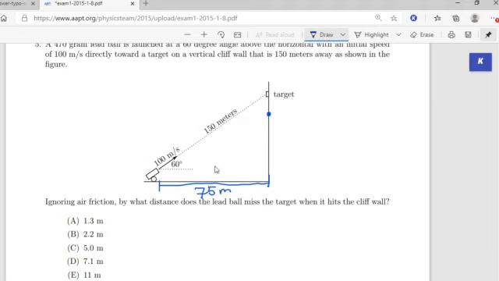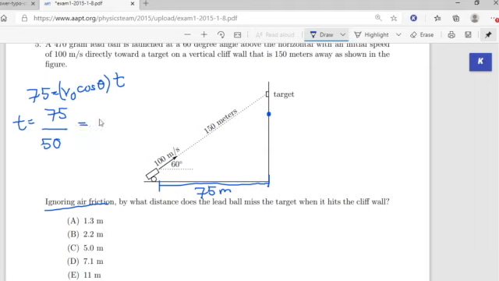And we know that there is no acceleration in the horizontal direction since it told us to ignore air friction. So we can say that 75 is equal to V naught cosine theta, in other words the horizontal component of the initial velocity, times t. So t is equal to 75 over V naught cosine theta. V naught is 100 meters per second, and 100 cosine 60 is just 50. And so we get 1.5 seconds.